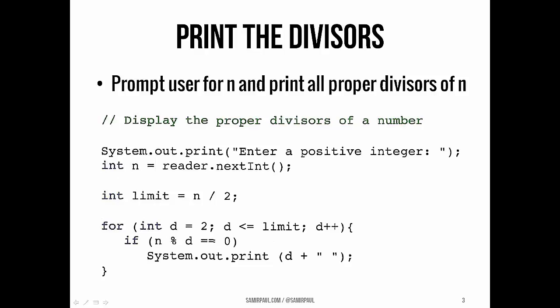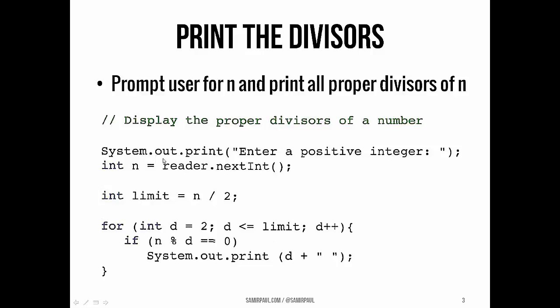The purpose of this little chunk of code is just to print all the proper divisors of a number. So that means if the number is 12, the proper divisors of that number are the factors of it other than 1 and the number itself. So for 12, it would be 2, 3, 4, and 6. Those are the factors of 12, other than 12 and 1 themselves.